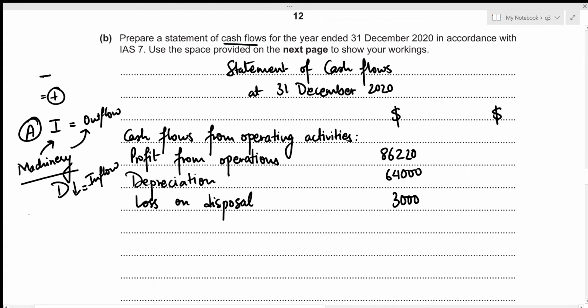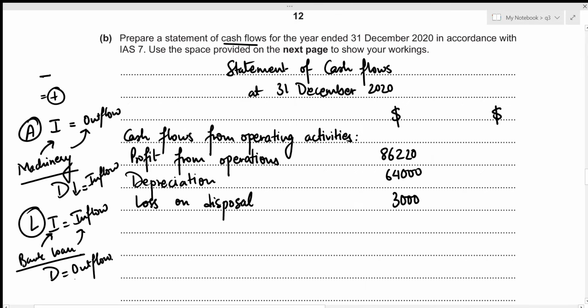But if we are talking about liabilities, the increments are always inflow. Again, I'm going to explain it via an example. Let's talk about bank loan. If we get a new bank loan, obviously our liability increases, right? And it also means that our cash comes into the business because we are taking a bank loan, right? But if there is a decrement in liability, that means it's an outflow. Okay, so we just need to remember this.